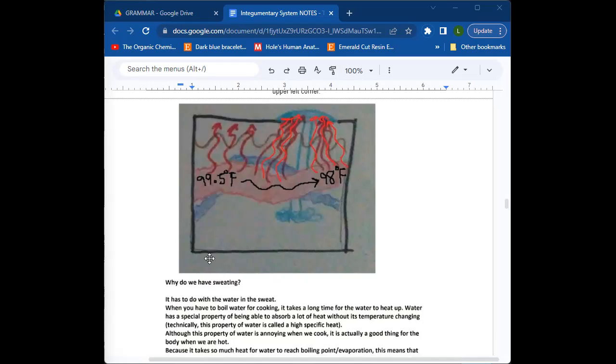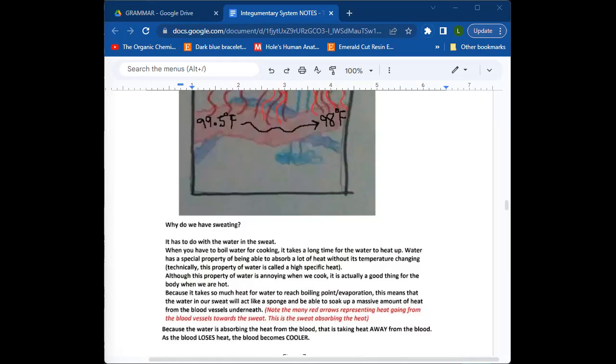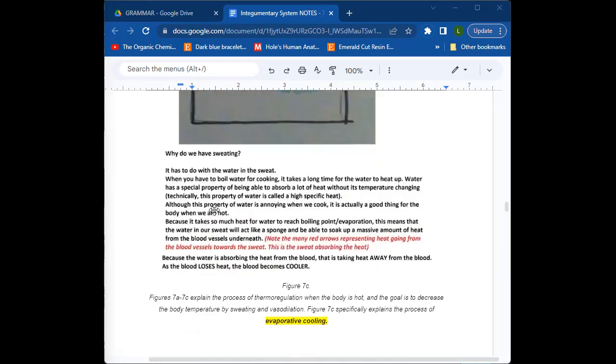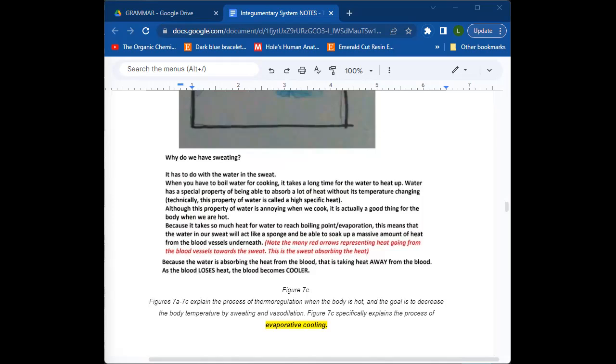And so the name of this process, where the water in the sweat is going to be able to absorb enough heat to evaporate, but by removing the heat and taking it away from the body, that's called evaporative cooling. There it is, evaporative cooling. So we just need to know that that is specifically how the sweat is cooling us, is through the evaporative cooling.